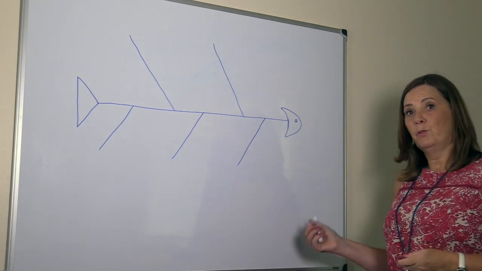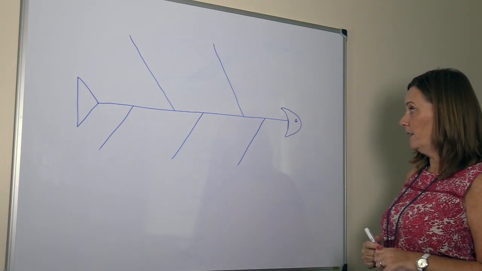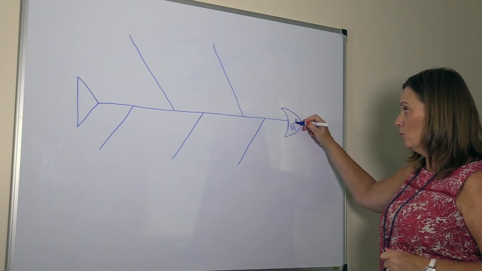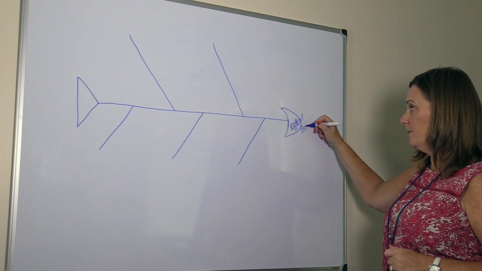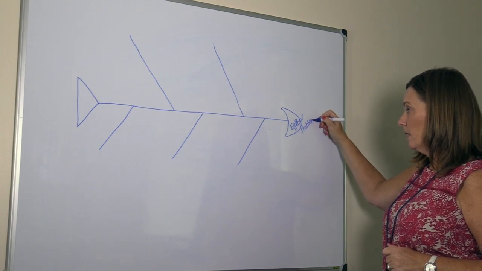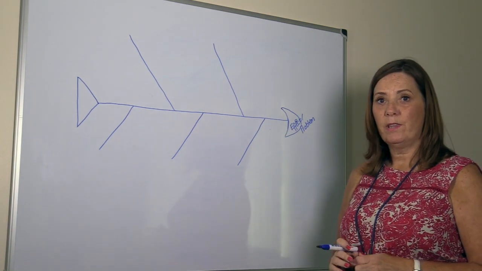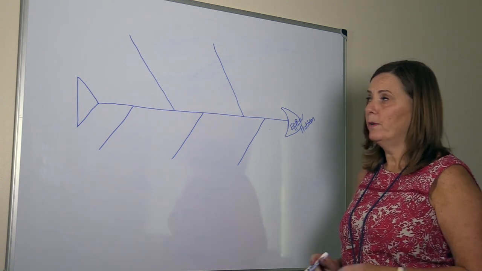So this is what a fishbone diagram looks like, and essentially we use the head of the fish as our effect or problem. So when you know what your problem is, you would put it into the head of the fish. And then we use the bones of the fish to try and break down what we think are the contributing factors to the problem that we're having.